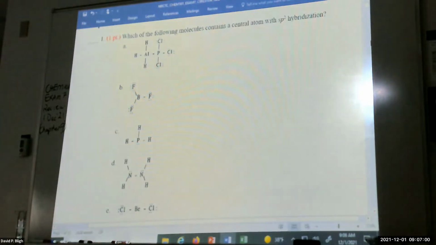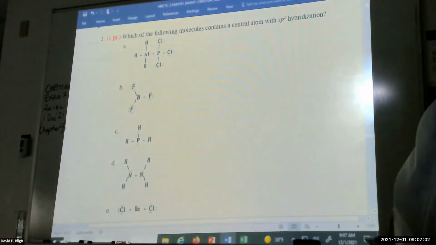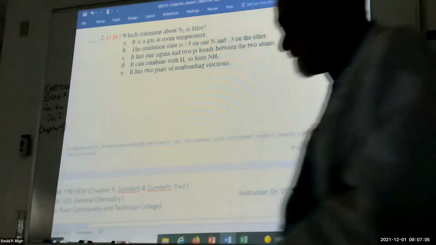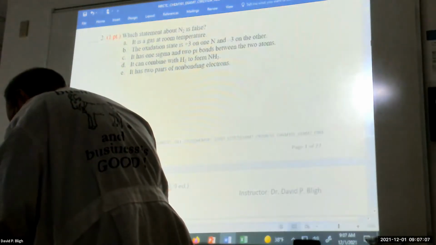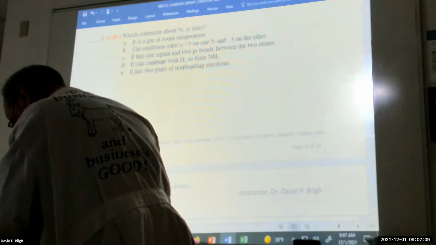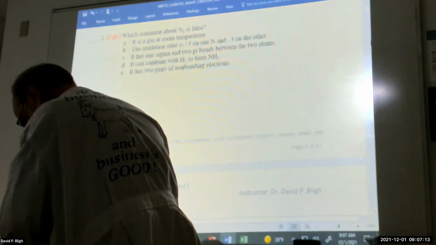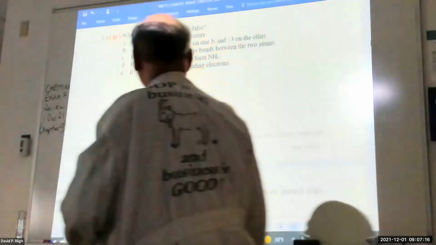Cursor out of the way. All right, let's see if I can page. Do I need to do 2? I don't have that one marked. I'll have to do it while we're here.